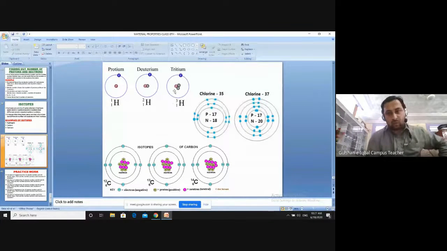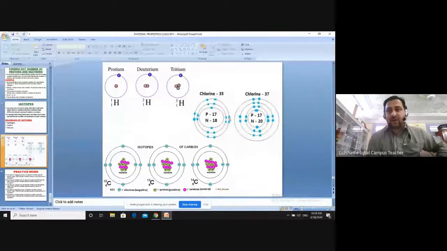See the second one. This is a chlorine atom. This is also a chlorine atom. Chlorine has 2 isotopes. One is called chlorine 35. The second is known as chlorine 37. Look at the center. It has 17 protons and 18 neutrons. So its mass number, 17 plus 18, is equal to 35. Its mass number or nucleon number is 35. Look at the second one. The proton number is 17, but the neutron number is 20. So 17 plus 20, the mass of chlorine becomes 37.